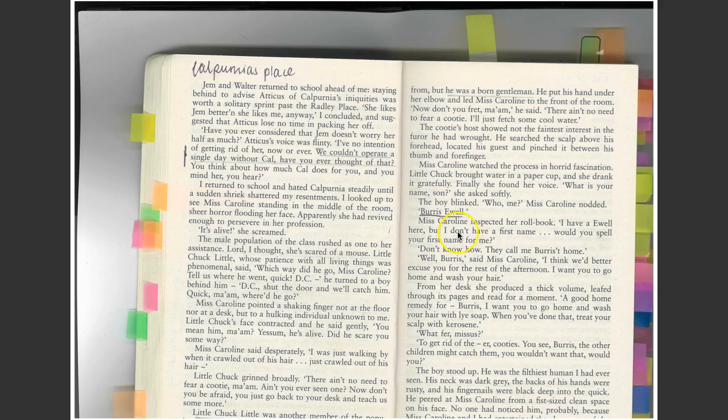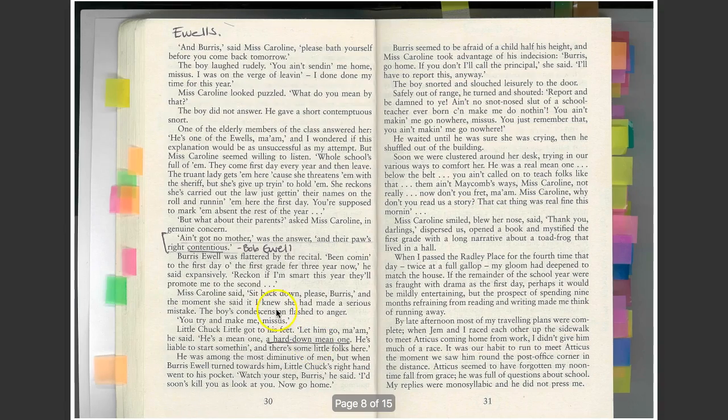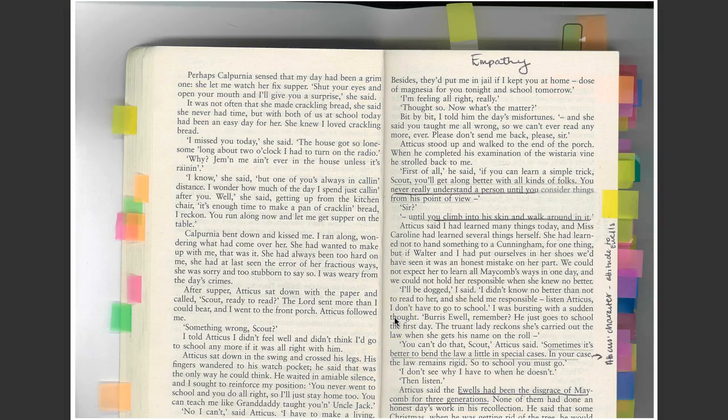So that suggests quite a lot about him, and that's what we learn in the next few pages, and why he's so rude and disrespectful to Miss Caroline, the teacher. And one of the other little boys in the classroom turns out, ain't got no mother was the answer, and his paw's right contentious. So just a difficult individual, a hard down, mean one. That's what Burris is, but that's also what Bob Yule, his father, is like. Because Burris is the result of the way his father has treated him, it would seem. And they're an important family, and we're going to come back to them, but just make note of the little details here that you learn about the Yule family.